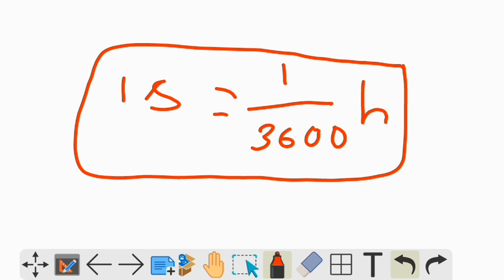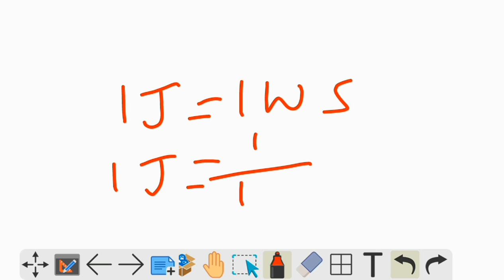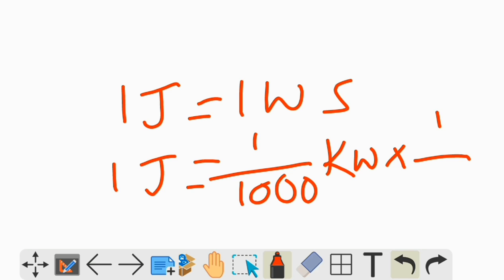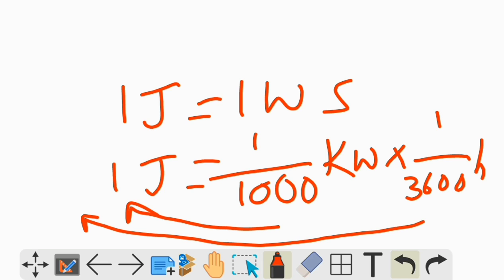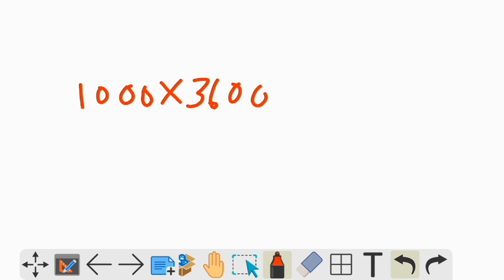Now, how much did I get? 1 joule is equal to 1 watt second. So 1 joule is equal to, in place of 1 watt, what will I write? 1 by 1000 kilowatt into 1 second, which is 1 by 3600 hour. Now this 1000 and 3600, if I send them to the other side of the equal sign, both of them will go to multiplication. Understood? Now I can say 1000 into 3600 joule is equal to 1 kilowatt hour.